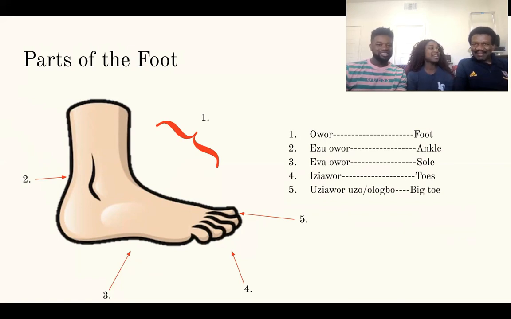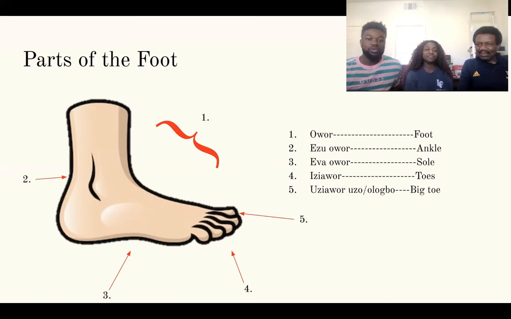Esi, would you please go over these? Sure. So the first one is owo, then ezuowo. Remember, just like we have the wrist, it was ezuobo. So it goes the same pattern. Ezuowo, which is the ankle. Evaowo, iziawo, uziawuzo, or uziawologbo. Exactly.